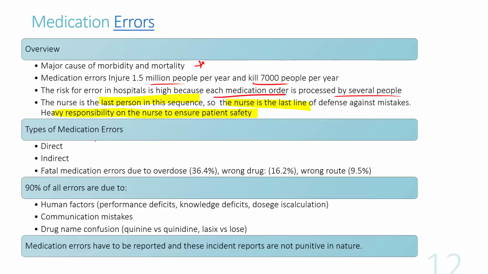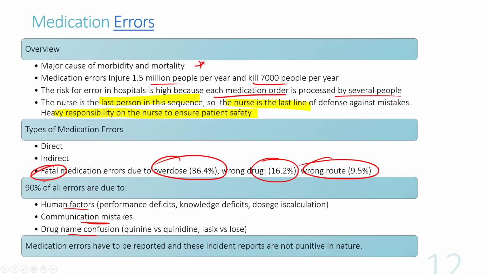All right, there are different types of medication errors, but you can see here fatal medication errors. One of the big reasons is overdose, giving the wrong drug, or giving the wrong route. Right? 90% of all errors are due to human factors. So either human factors, communication mistakes, or drug name confusion. Communication mistakes may include things like not being able to read the prescriber's handwriting. Human factors may be knowledge, performance deficits, dosage miscalculation, so giving the wrong dose, right? So that's where the overdose actually comes in. So you've got a couple of different pairs of drugs that have a similar name, Lasix and Losec, quinine and quinidine.